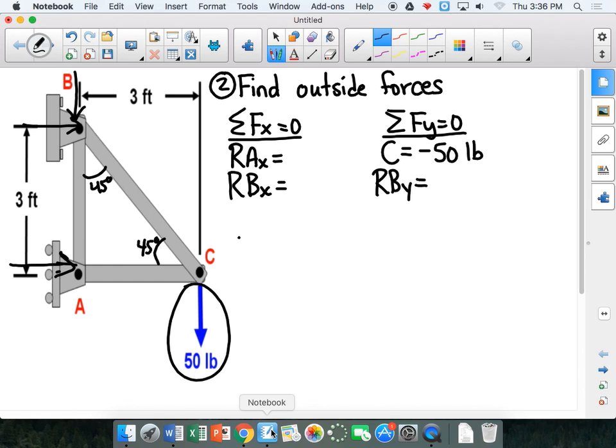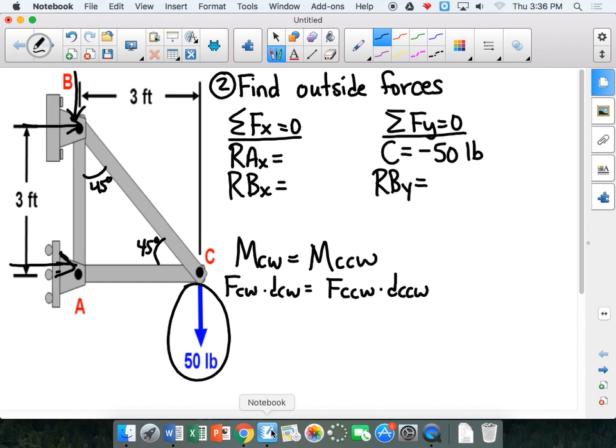Now remember that we know that our moments clockwise have to equal our moments counterclockwise. So our force clockwise times our distance clockwise has to equal our force counterclockwise times our distance counterclockwise. So remember, we need to set our pin, this one right here. It's not going to move. Then we've got to determine what our other outside forces are going to make this truss do.